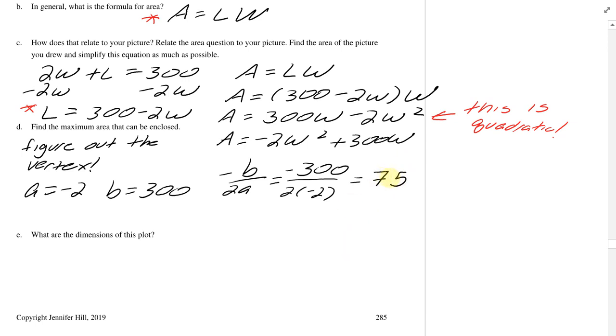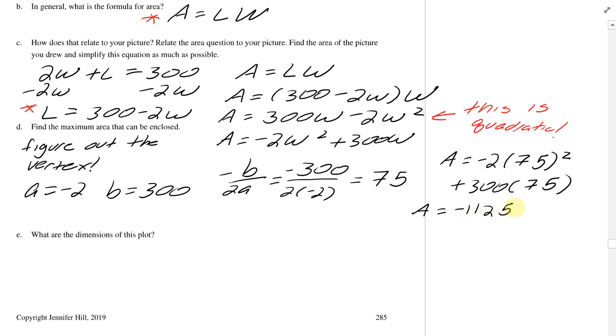Now I have to plug 75 back into this area equation up here. I'm running out of some space here, but I can do this. So this is -2 times 75 squared plus 300 times 75. So this will turn into -11,250 plus 22,500, which if I add those together, I get positive 11,250. And so here it is. Here's the maximum amount of area. So 11,250 feet squared is the maximum area.